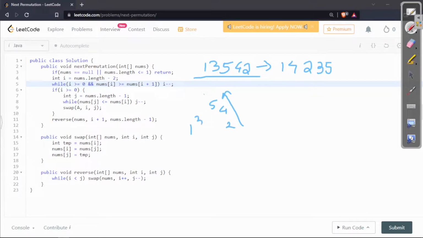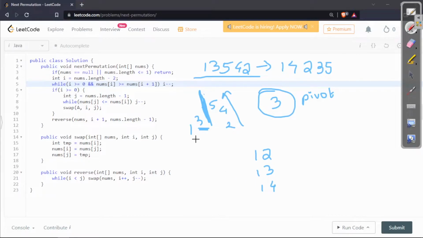After finding this breakpoint, we have a number. We have already found the breakpoint, and the number before that breakpoint is obviously 3. So we have 3 as our pivot. Okay, 3 is our pivot. Now what we need to do is think about what number can be greater than 13. Obviously the number which is greater than 13 is 1, 4.